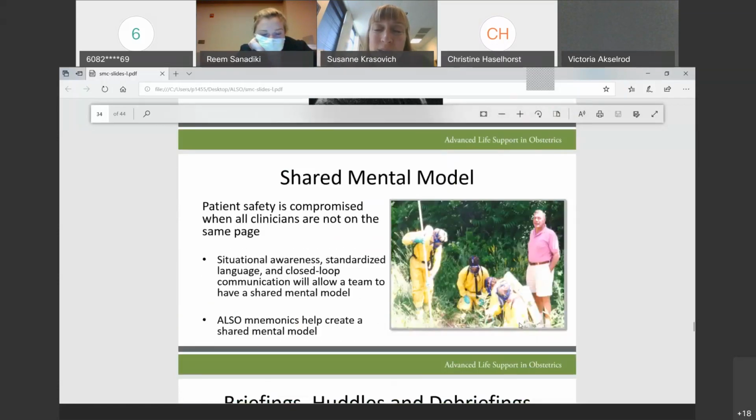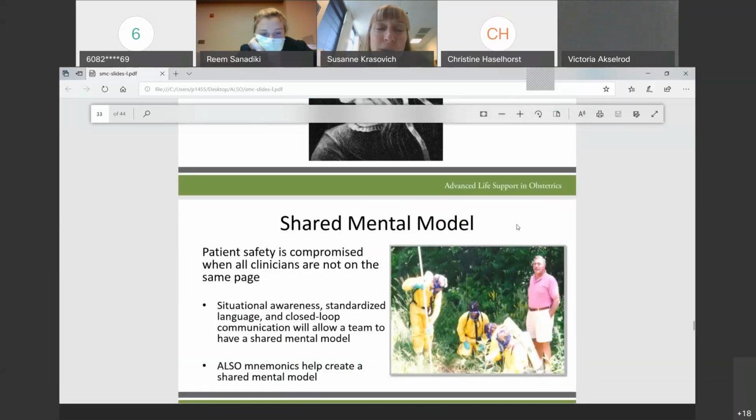It's important that everybody is on the same page when there's more than one way to look at things. And that means having a shared mental model. So patient safety is compromised when all the clinicians are not on the same page. And part of that includes those things we just talked about: situational awareness, standardized language, and closed loop communication. Those things allow a team to have and develop a shared mental model.